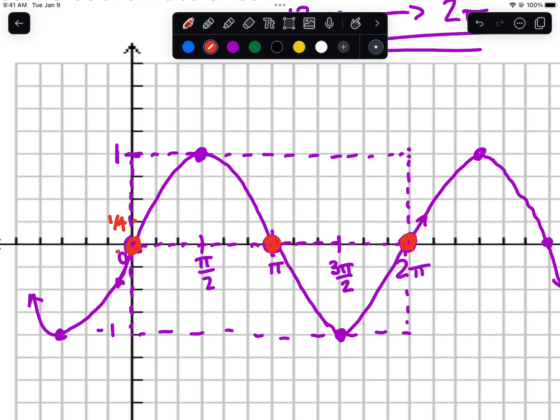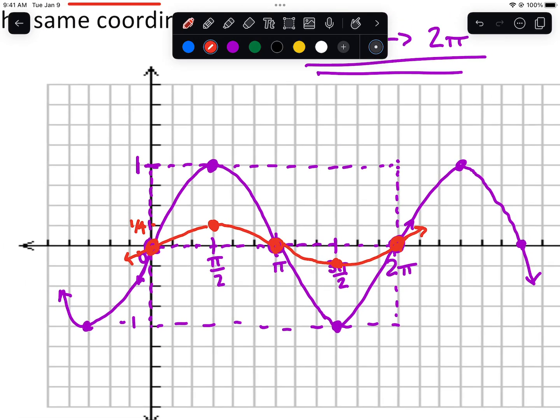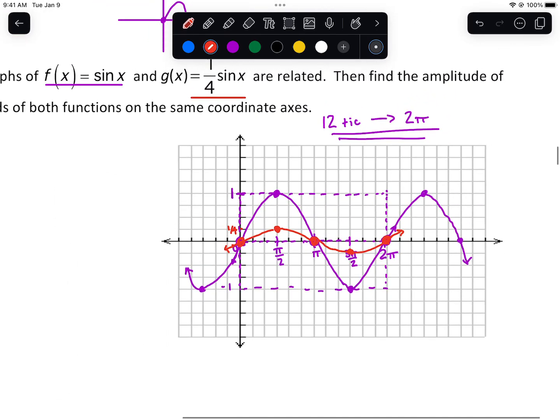But now the zeros will stay at the same spots, but instead of going up and down 1 full unit, you're going to go up and down 1/4 of the unit. And it makes this flatter look to your graph. And you can graph as many cycles as you want. Usually you need at least 1 full cycle, and we could get a few more if we wanted, but that would be sufficient right there.